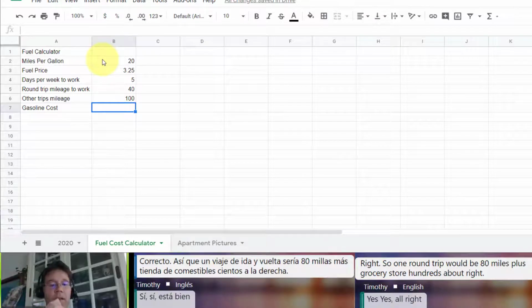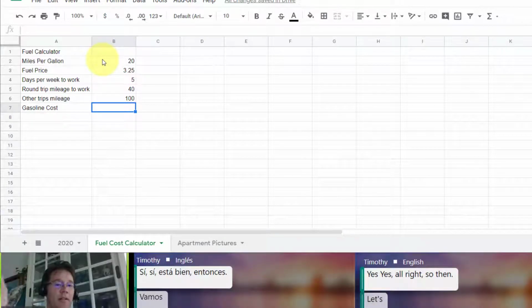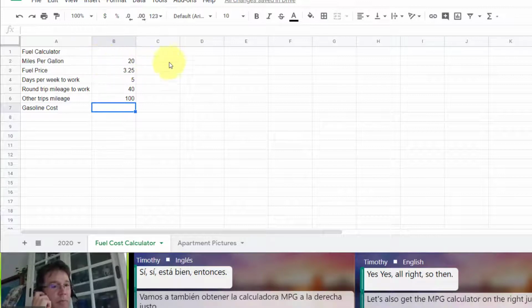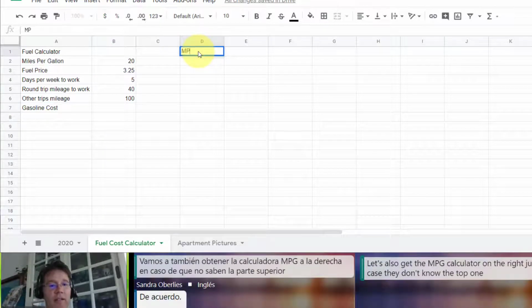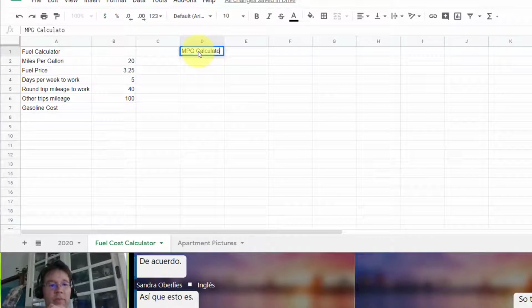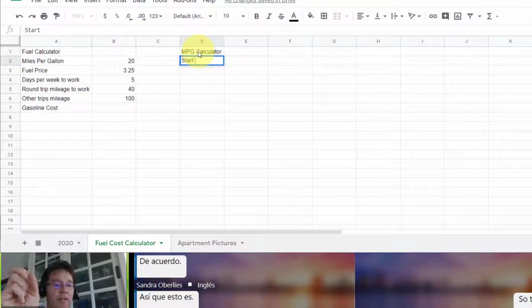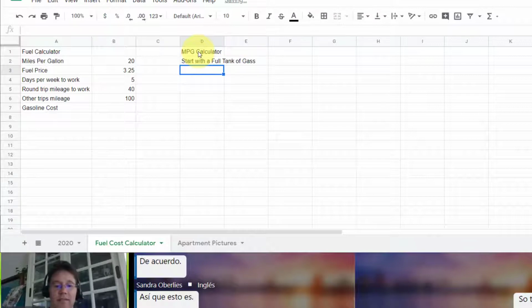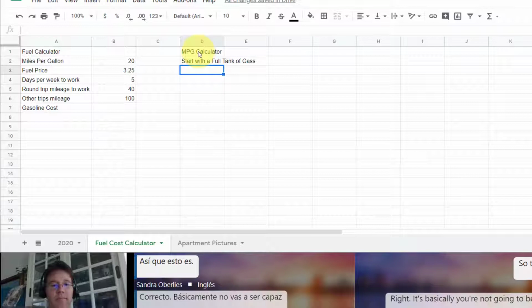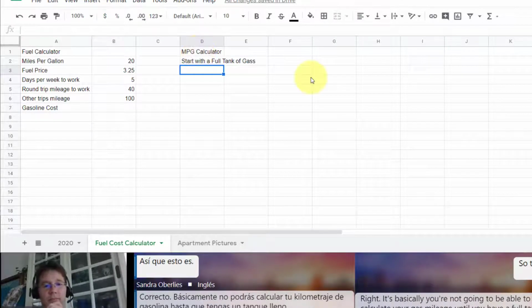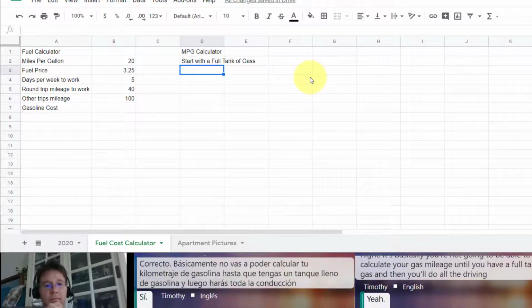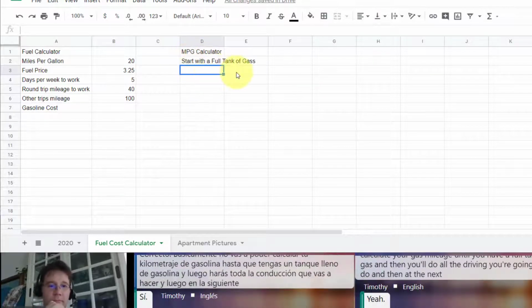So then let's also get the MPG calculator on the right, just in case they don't know. So this MPG calculator, let's put that at the top of column D. And it's really important that you start with a full tank of gas, I should say. Right. You're not going to be able to calculate your gas mileage until you have a full tank of gas, and then you'll do all the driving you're going to do, and then at the next fill up, you will put these numbers in.